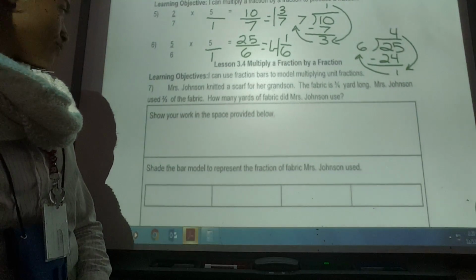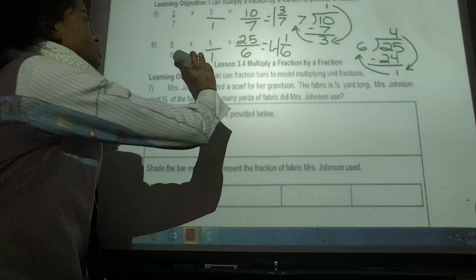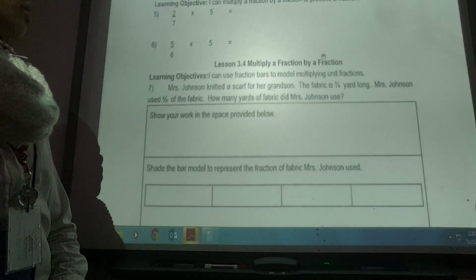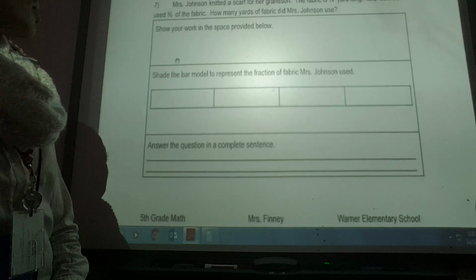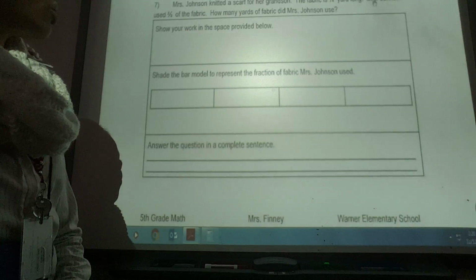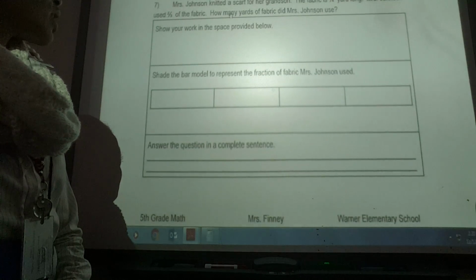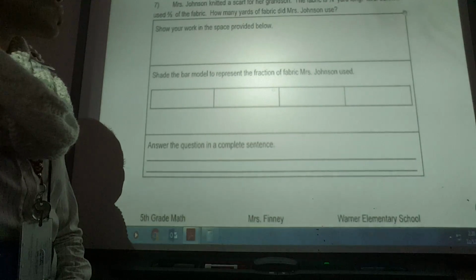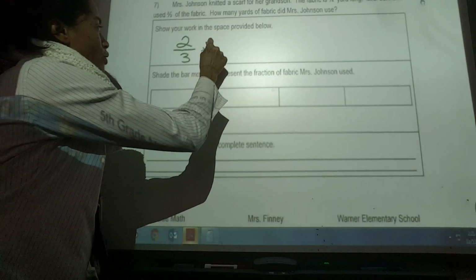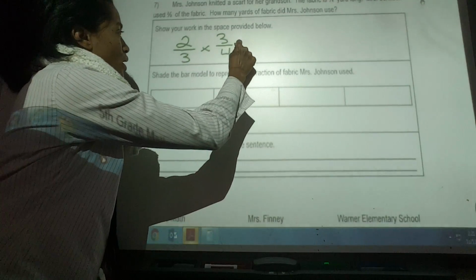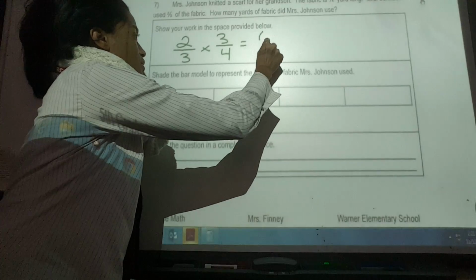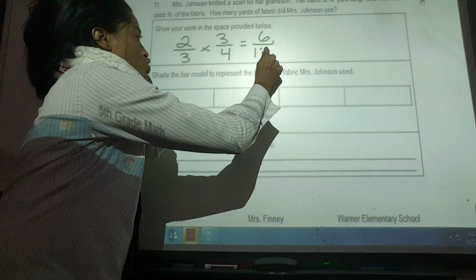All right. Number 7. Let's erase. Number 7 here reads, Miss Johnson knitted a scarf for her grandson. The fabric is 3/4 yard long. Miss Johnson used 2/3 of the fabric. How many yards of fabric did Miss Johnson use? So she used 2/3 of 3/4. Okay? And so that gives us 2 times 3, which gives us 6. And 3 times 4, which gives us 12.